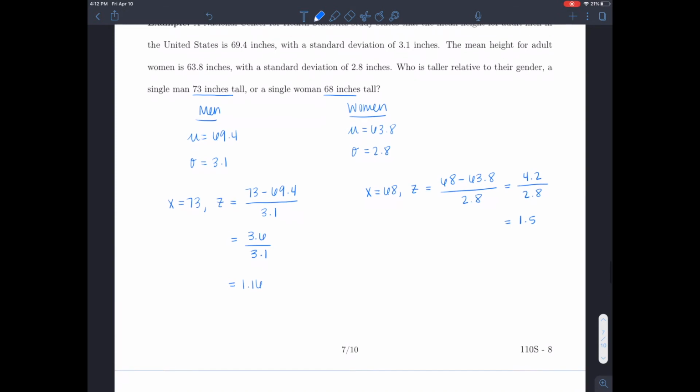And so here, we can see that a data value of 68 inches for women is farther away from the mean than a data value of 73 inches is for men. And so the answer to this question is a woman 68 inches tall is taller relative to her gender.